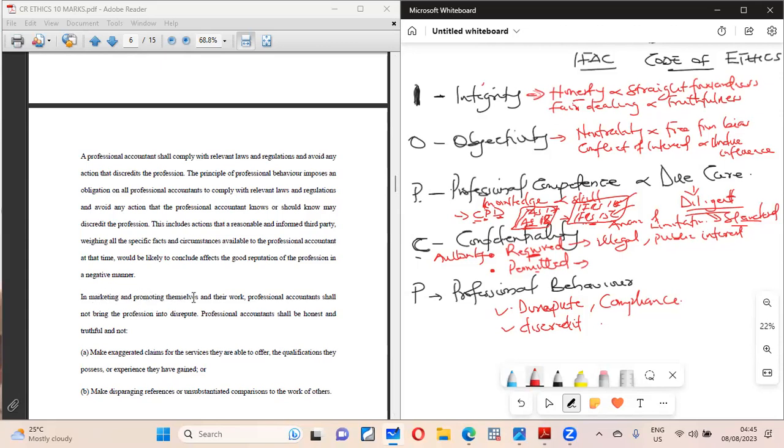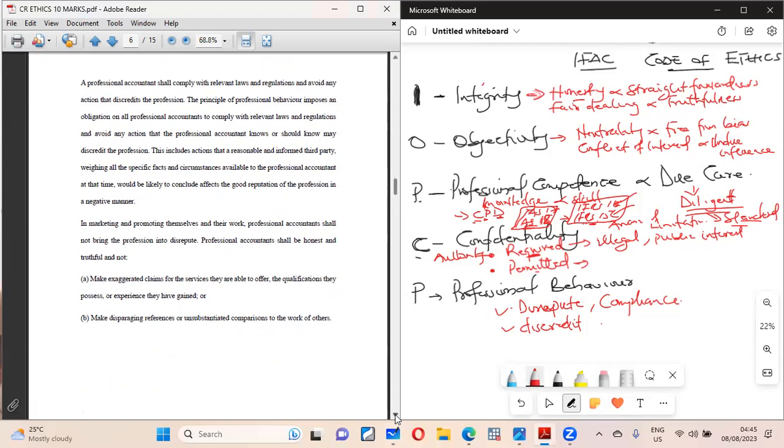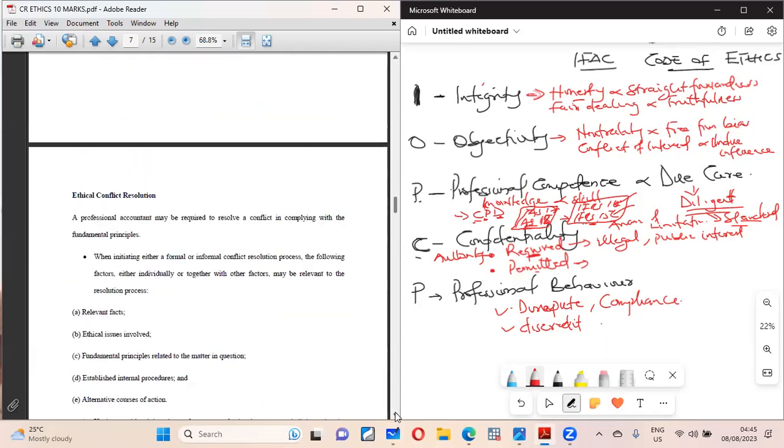In marketing and promoting themselves at their work, professional accountants shall not bring the profession into disrepute. Professional accountants shall be honest and truthful, and not make any exaggerated claims for the profession or the things that they are doing. So please, keep yourself in check and make sure that you don't discredit the institution.